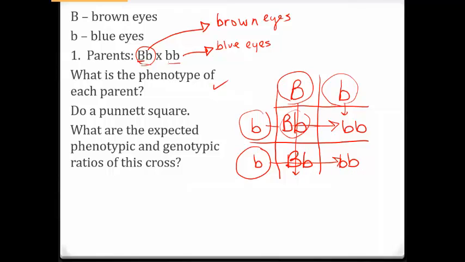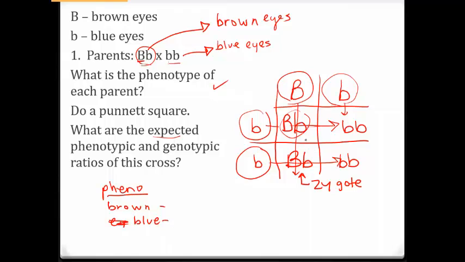So this would be the Punnett square. Now these boxes represent the zygotes. This would be what the offspring, or the child, would look like if those 2 gametes were to come together and form new life. We want to know what the expected phenotype and genotype ratios are. Well, first of all, for phenotypes, our choices are brown eyes or blue eyes. Those are the only 2 physical characteristics that they've given us. So we have brown or blue.